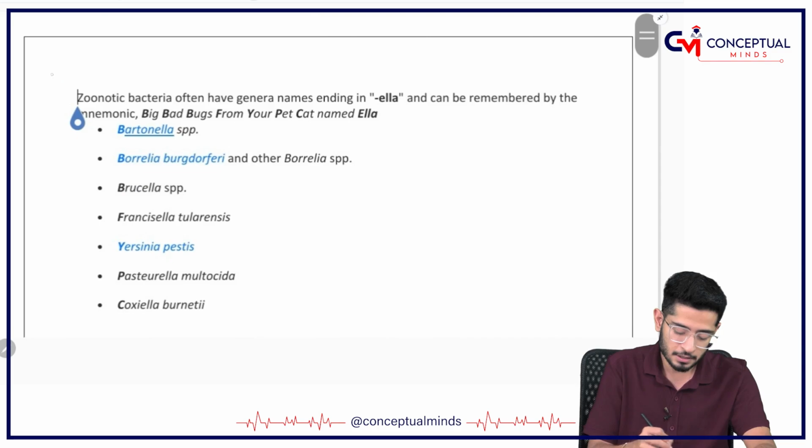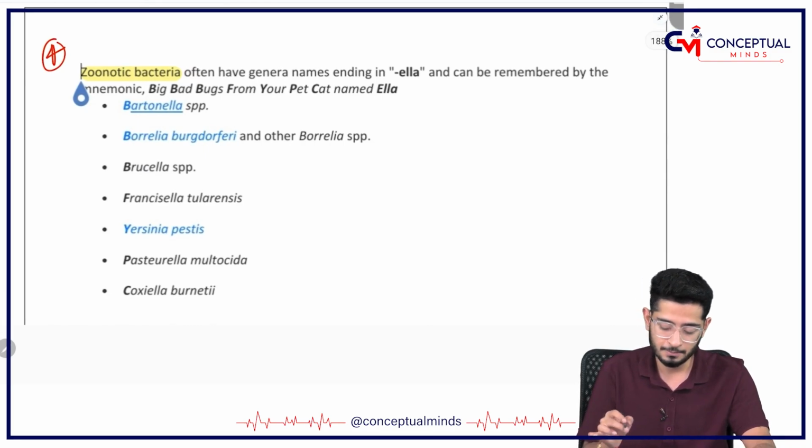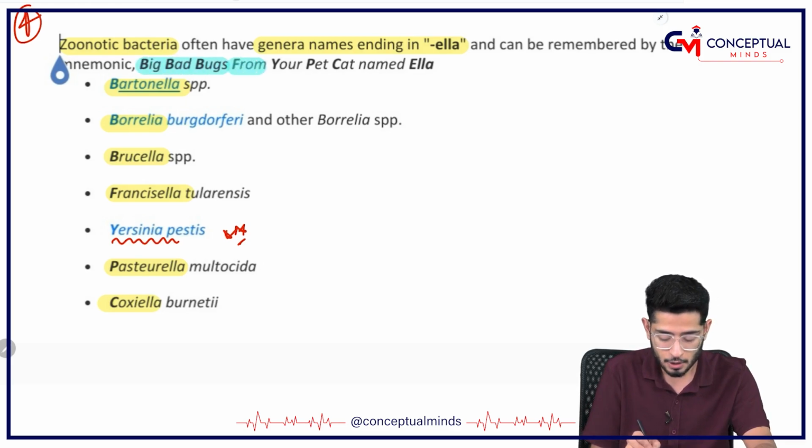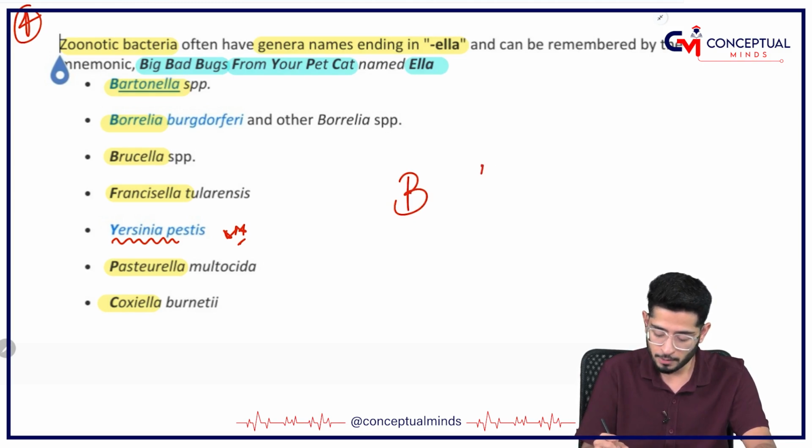Now, coming on to the last part of this video, what are the examples of zoonotic bacteria? So remember, zoonotic bacteria generally have their genera names ending in ella and can be remembered as Borrelia, Bartonella, Brucella, Francisella, Pasteurella, Coxiella. One which is not ella is Yersinia, and you can remember it with the mnemonic: big bad bugs from your pet cat are named ella. Big bad bugs from your pet cat are named as ella.